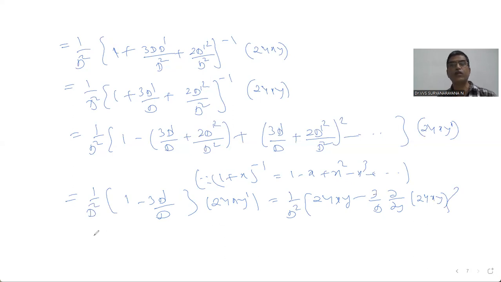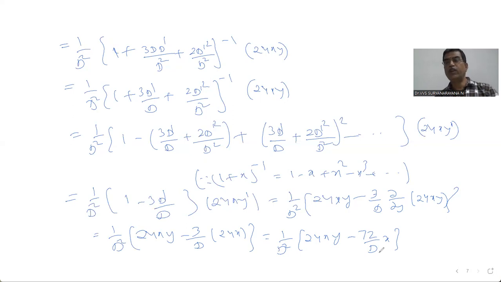Okay. So 1 by D square of 24xy minus 3 by D of the partial derivative of 24x with respect to y. 24x is constant, derivative of y is 1. So 1 by D square of 24xy, 3 times 24 is constant. So 72 by D of x.